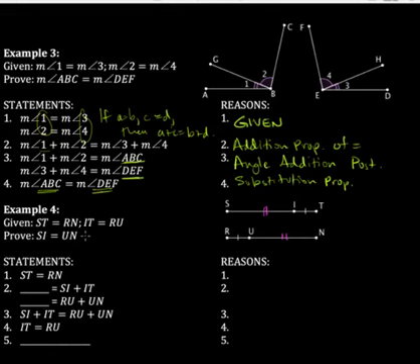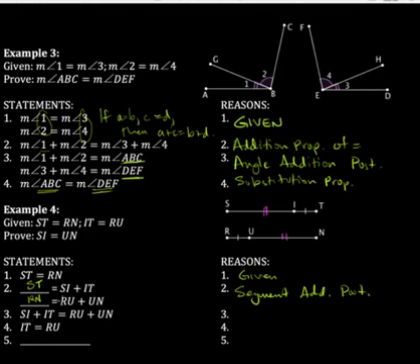In statement 1, we just say that ST equals RN. Now I know that that's true because it is given to me. It's right there. Then I have blank equals SI plus IT. Well, what would SI plus IT combine to give me? They combine to give me ST. And how about RU plus UN? They combine to give me RN. What's the reason? How do I know that ST is equal to SI plus IT and that RN is equal to RU plus UN? That is the segment addition postulate. The segment addition postulate.